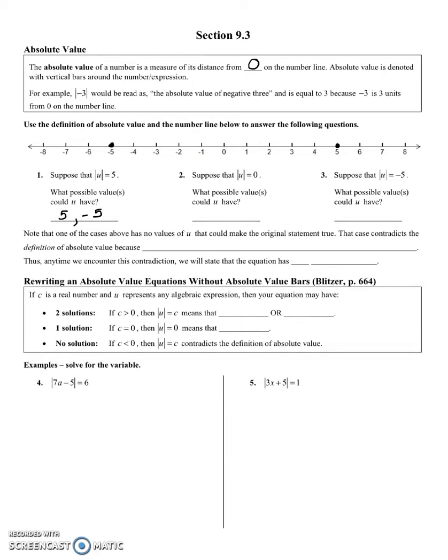Suppose that the absolute value of u equals 0. What possible values could u have? Well, the only way to be 0 away from 0 is to be at 0. So u could be 0.